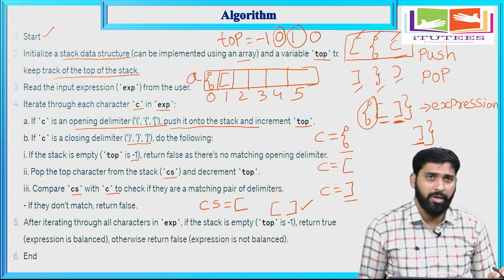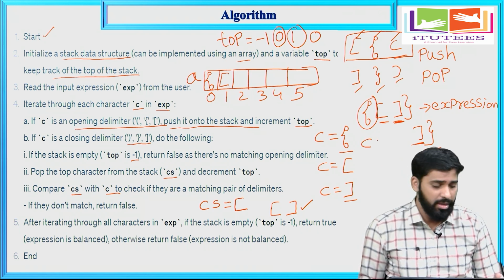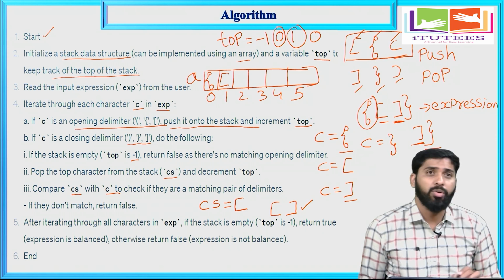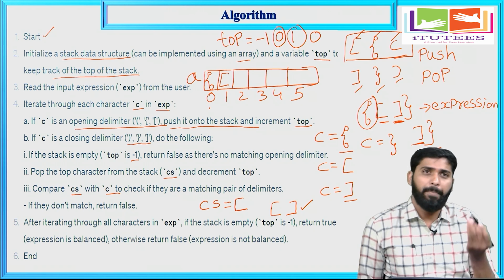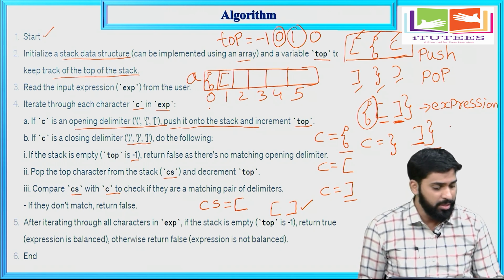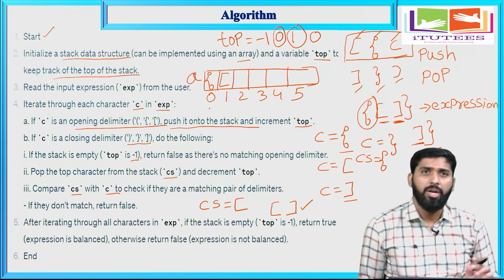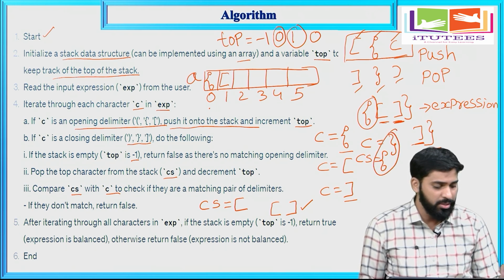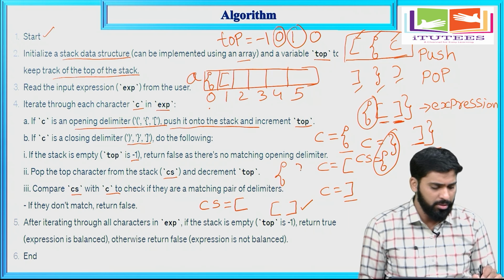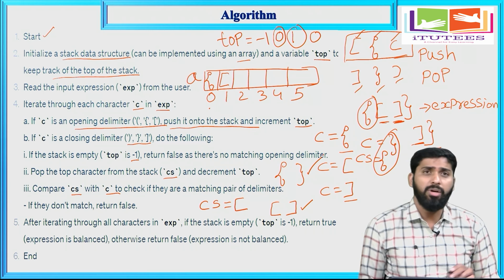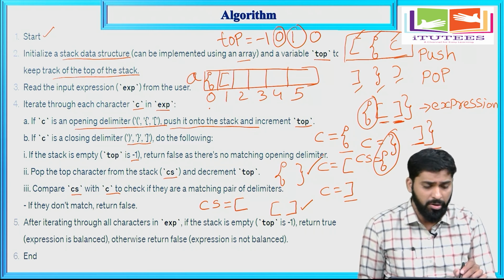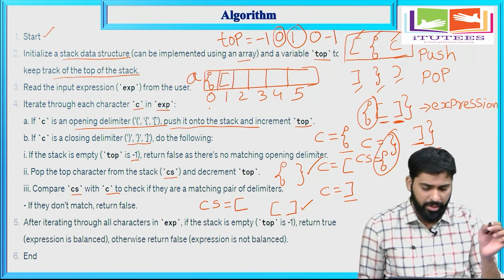This is the flower bracket. So now C equals closing flower bracket, and what is the top value now? 0. Pop. If we pop, CS equals open flower bracket. Now you compare these two. Yes, if you compare open, close, so these are balanced delimiters. So it is also okay. Now top value becomes -1.